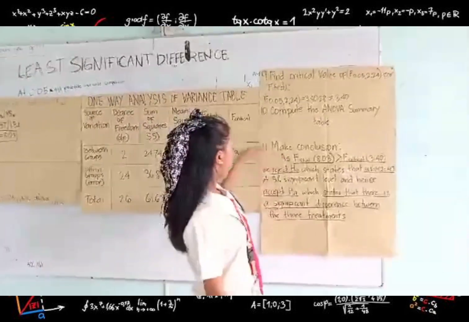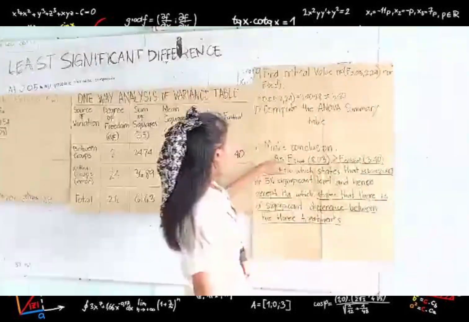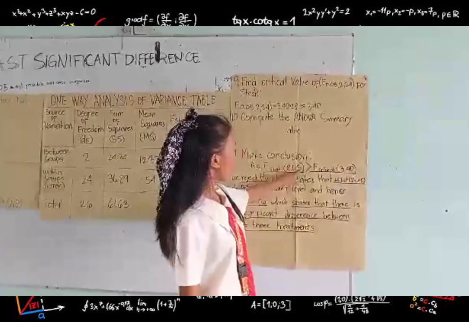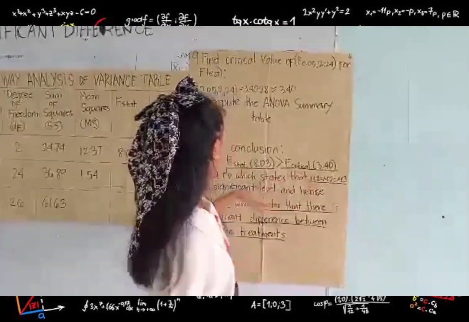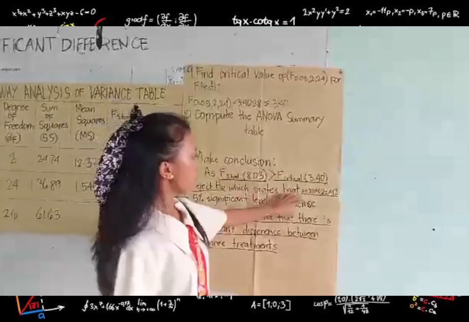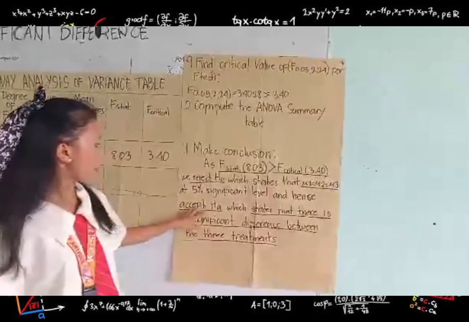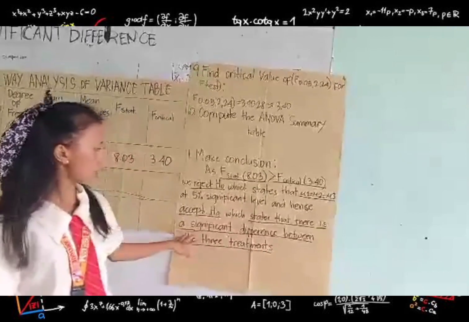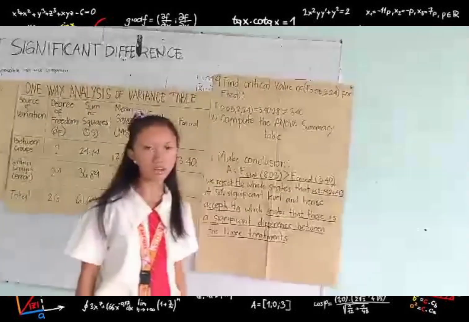Let's go to number 11. We're going to make a conclusion. The value of F stat, 8.03, is greater than F critical, which is 3.40. We reject the null hypothesis which states that these three means are equal at 5% significance level, and hence accept the alternative hypothesis which states that there is a significant difference between the three treatments. That's all.